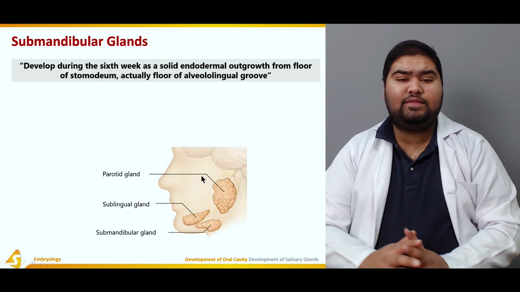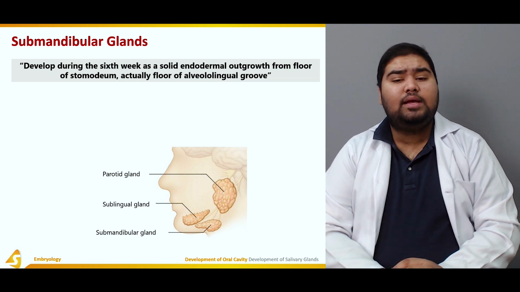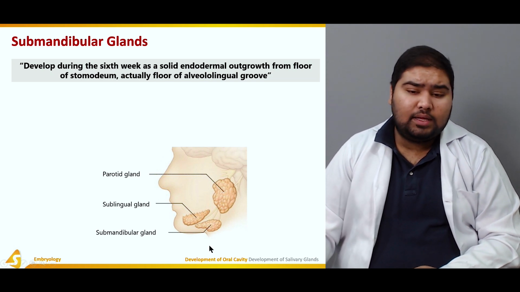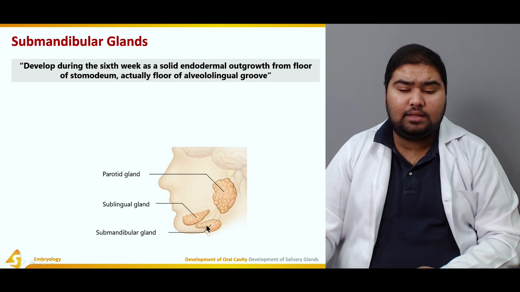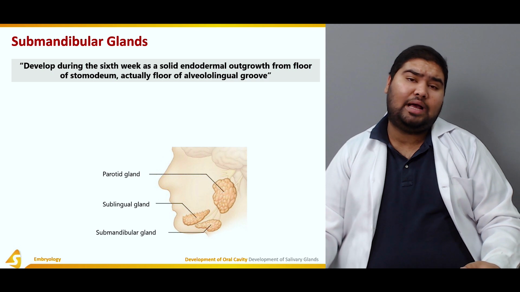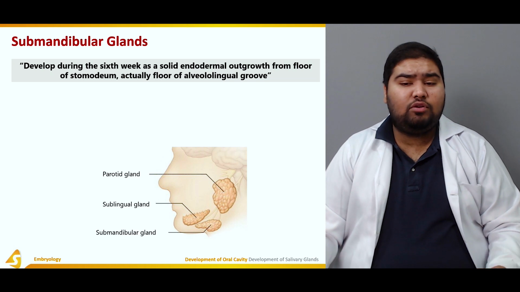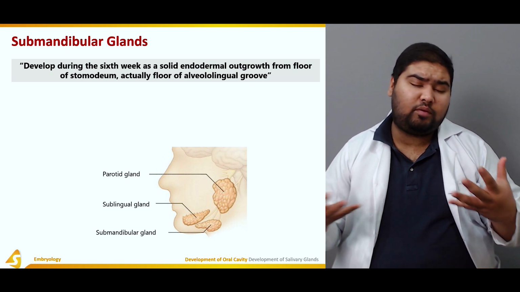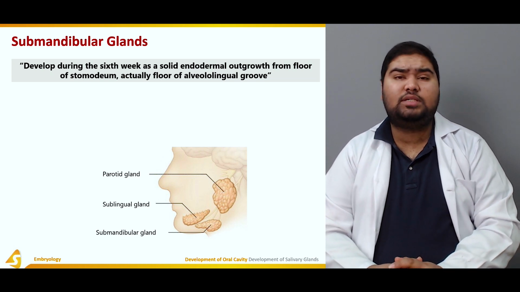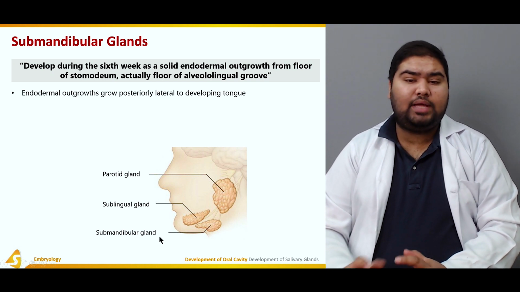Now, moving on, we have the submandibular gland. The submandibular glands develop during the 6th week. They develop as a solid endodermal outgrowth. Here you can see these are the submandibular glands. Now, they are endodermal in origin. They develop as a solid endodermal outgrowth from the floor of the stomodeum, actually the floor of the alveolo-lingual groove. So from the floor of the primitive mouth, this solid cord of cells is formed, which eventually develops into the submandibular glands.